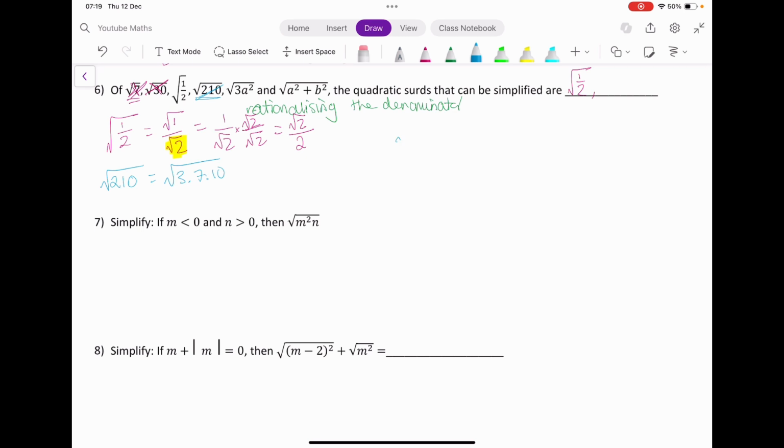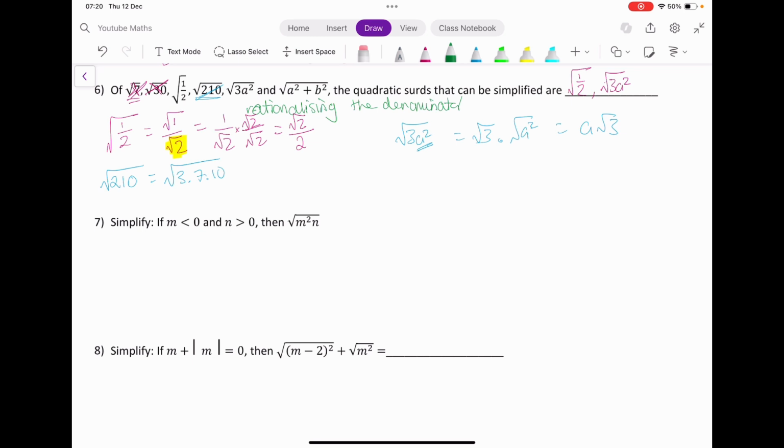Let's look at 3 root 3a squared. Now a squared is already a square number, so we can take that out. So then we'll simplify it. Root 3 times a squared, which would give you a root 3. So root 3a squared can be simplified.